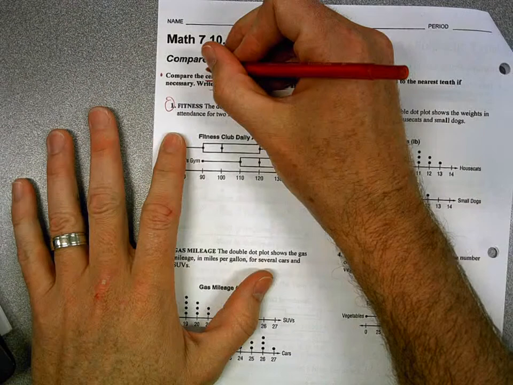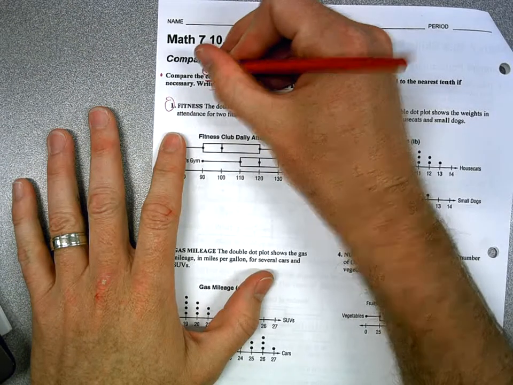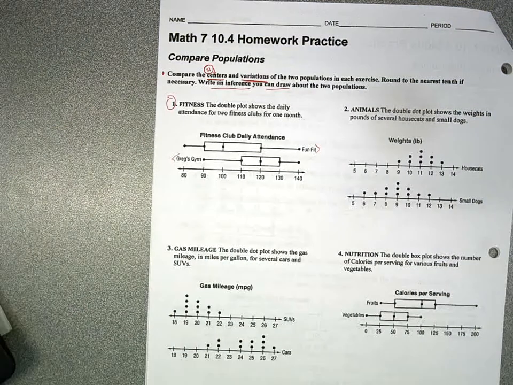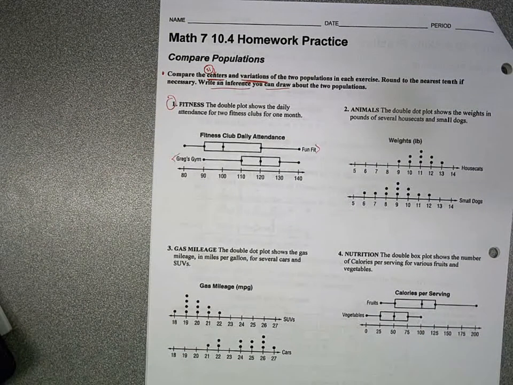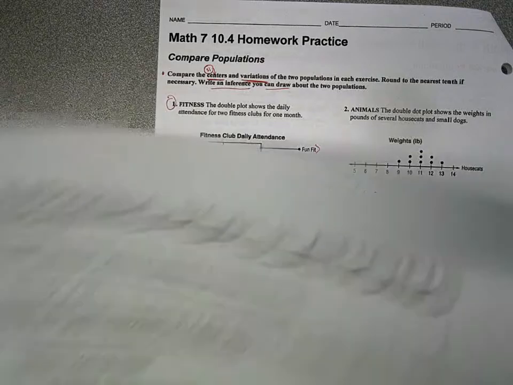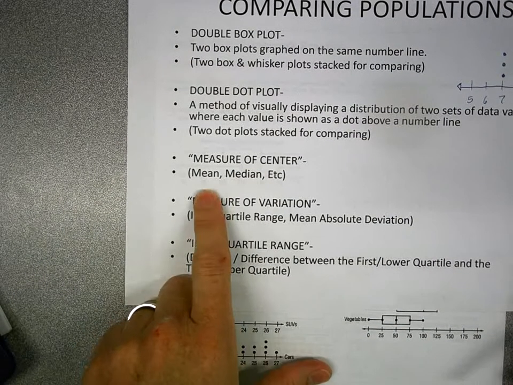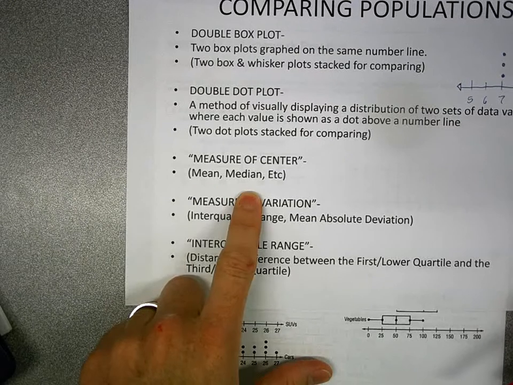Step 1, I'm going to write right up here. We're going to talk about the center. Now, if you say, well, Mr. Wilkins, what are you talking about? Well, that's why we went over this. I told you it was in the directions. It's the measure of center. It's asking for the mean or the median.